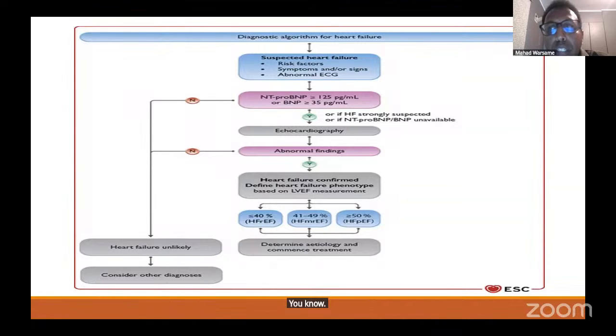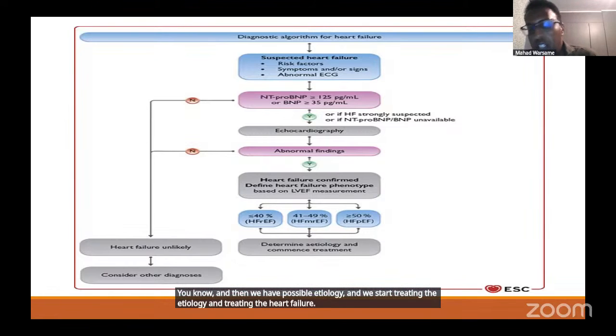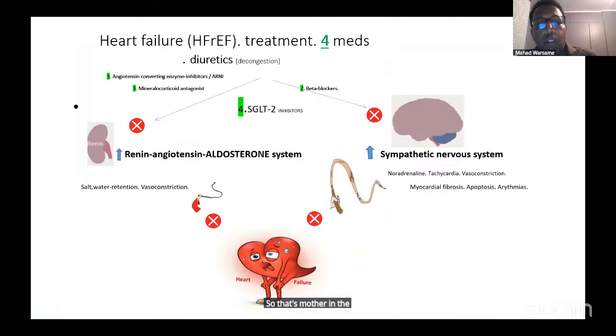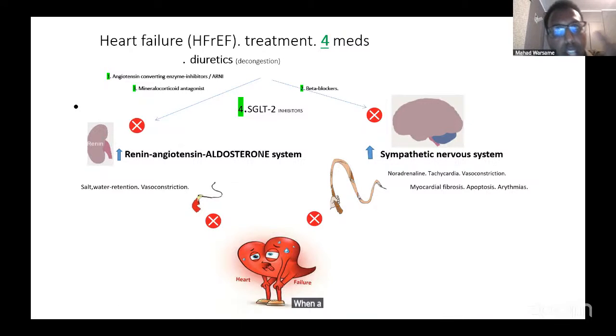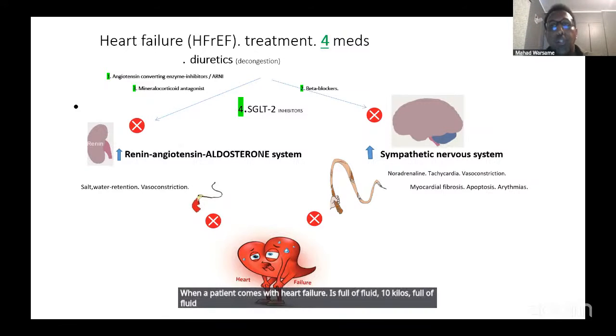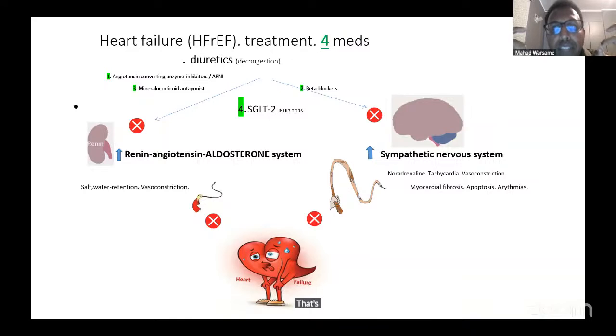And then we have a possible etiology, and we start treating the etiology and treating the heart failure. That's in the hospital. Now, what's the treatment for heart failure with reduced ejection fraction? When a patient comes with heart failure, full of fluid, 10 kilos of fluid overall, you don't start with heart failure medication. You have to give him diuretics. That's very important. You have to relieve the symptoms.